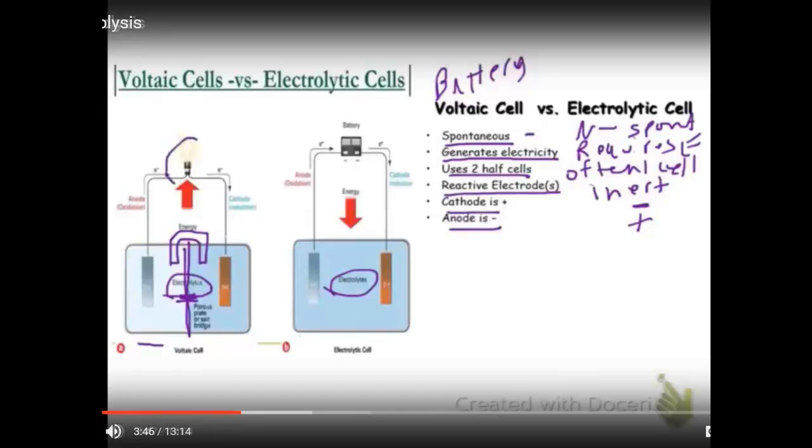So one of the things you'll see here is this energy. The energy is being produced by the cell. In this case, it lights up a light bulb, or we'd have a voltmeter here indicating how much voltage is being produced. And then we have a battery here which is providing the energy to make this process of electrolysis work.